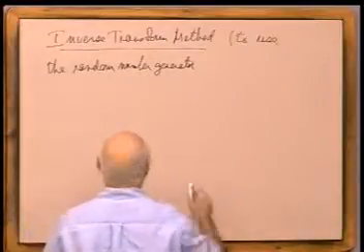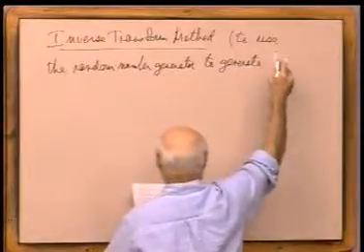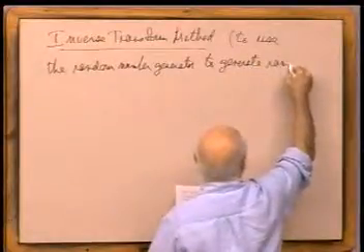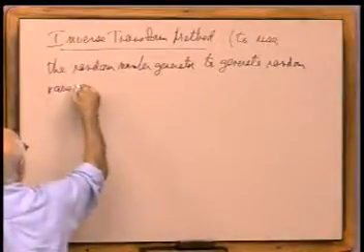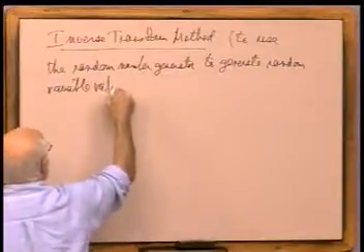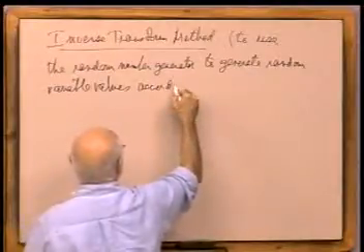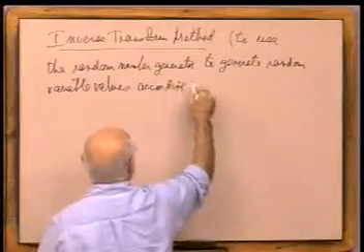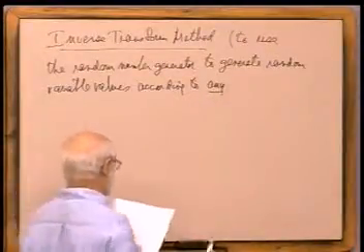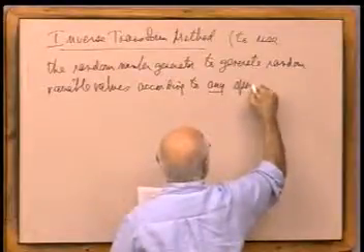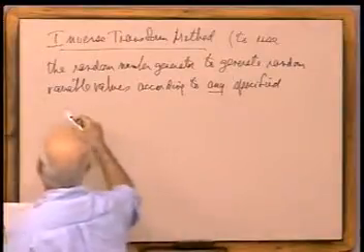So we're going to use the random number generator to generate random variable values. In other words, to sample from the urn according to any, so that's the key here, whatever you specify, any specified distribution function.